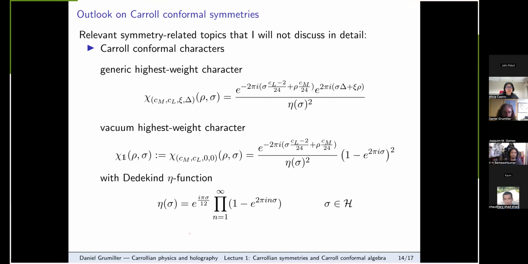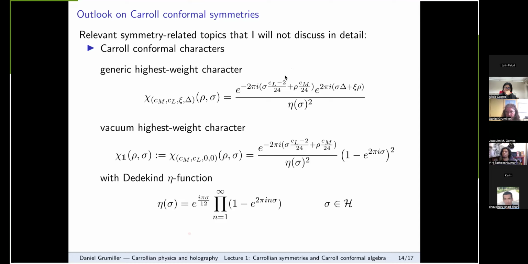So the first concerns Carroll conformal characters. In the Virasoro case, it can be very useful to express, for instance, partition functions or other observables in terms of characters of the Virasoro algebra. And you can do something similar in the Carrollian case. Here I'm just displaying the Carroll conformal characters without explaining how to obtain them. So this is the generic highest weight character, chi. It depends on the value of the central charges and on the Carroll conformal weights, psi and delta. And moreover, on your chemical potentials, rho and sigma.